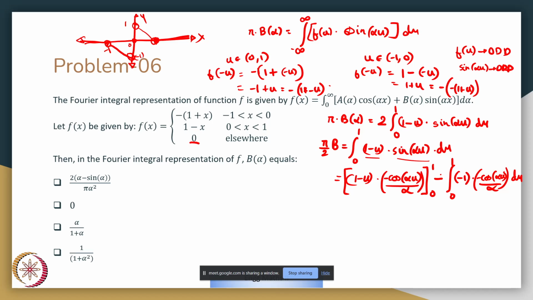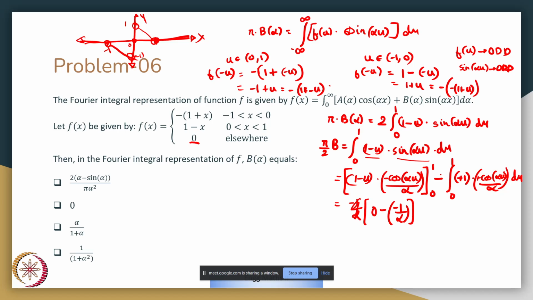Now, once we substitute u equal to 1, we see that the first thing will cancel out, and if we substitute u equal to 0, this is 1 times minus cos of 0. So cos of 0 we know to be 1. So 1 times minus 1 upon alpha. So it's minus 1 upon alpha. No, sorry. So the first term when we substitute u equal to 1 is 0. The second term is minus 1 upon alpha. And now we can see that there are two minuses inside. I'll just sum them up.